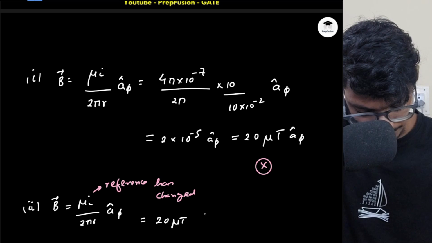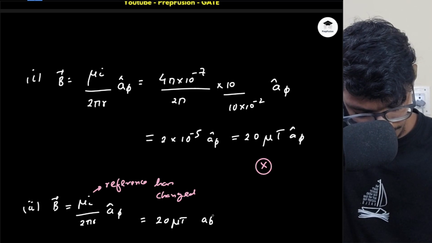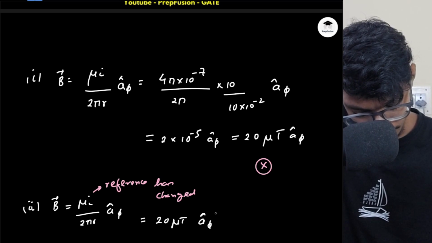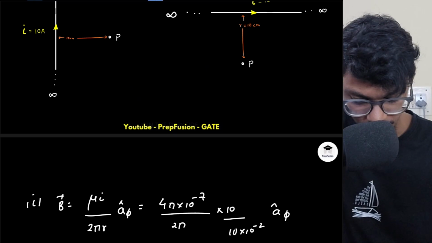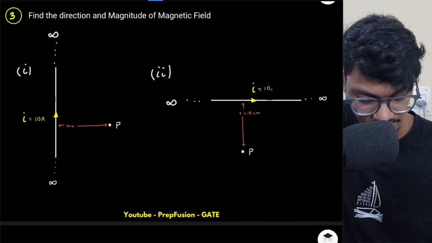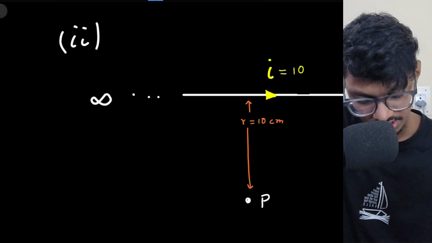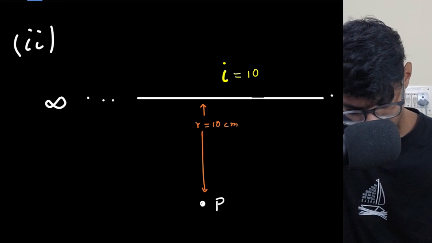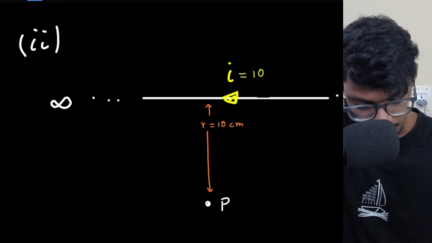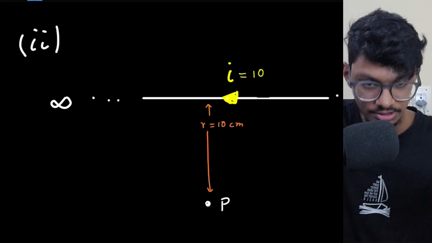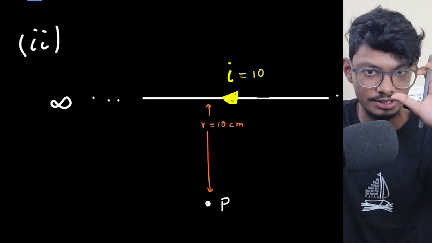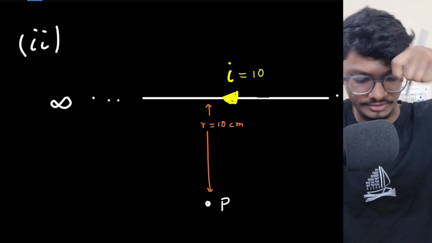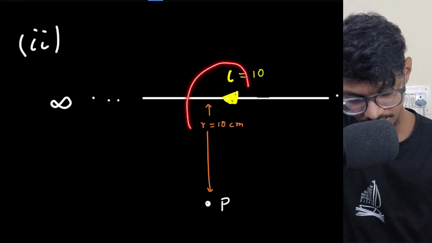20 micro Tesla a phi cap, and this is also going into the plane, right? This is also going into the plane. If the current direction, let's say, was in this direction, I'll just change the direction just for the fun of it. So if I change the direction in this direction, now tell me what is the current direction. Now the direction will be like, point your fingers towards the current and do it like this. So what I'm observing is that the current direction is something like this.